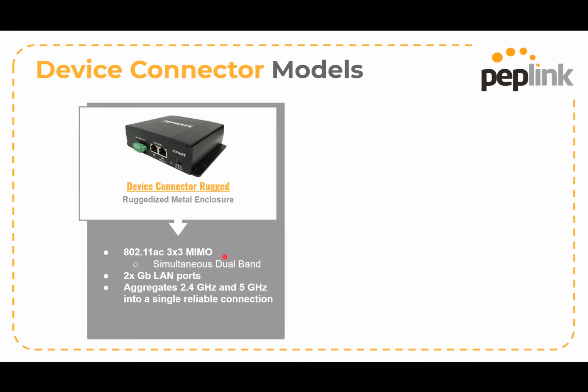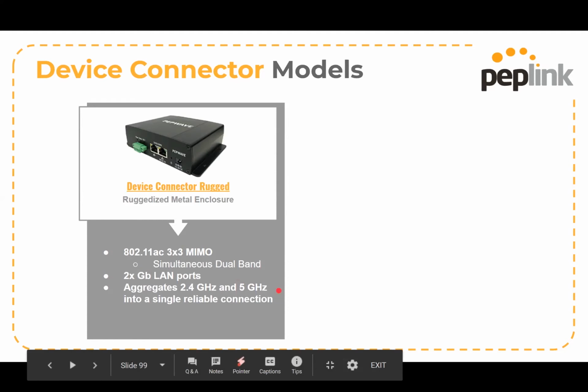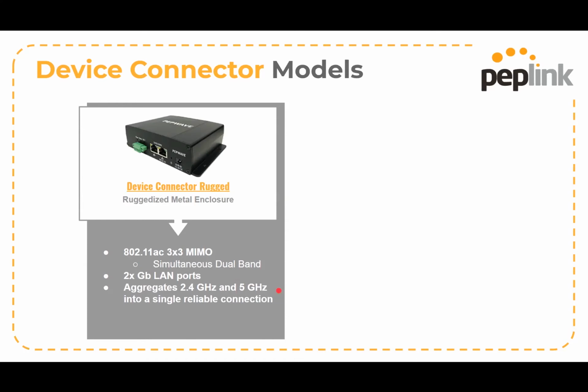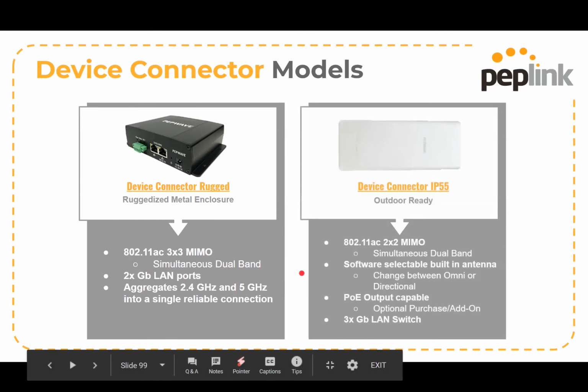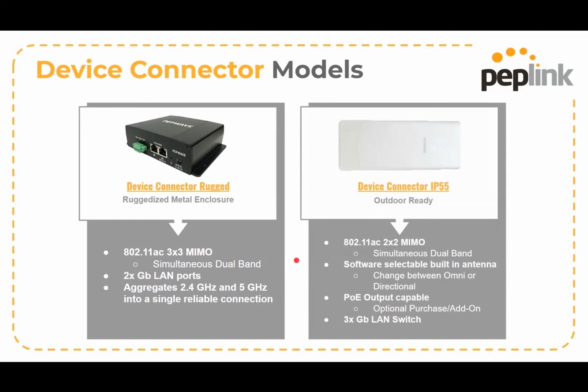This one provides 802.11 AC 3x3 MIMO, has 2 gigabit LAN ports, and it can aggregate both 2.4 and 5 gigahertz into a single connection. Then we have our outdoor device, such as device connector IP55. Again, 11.AC, software selectable, PoE output capable, 3 gigabit LAN switch built in.